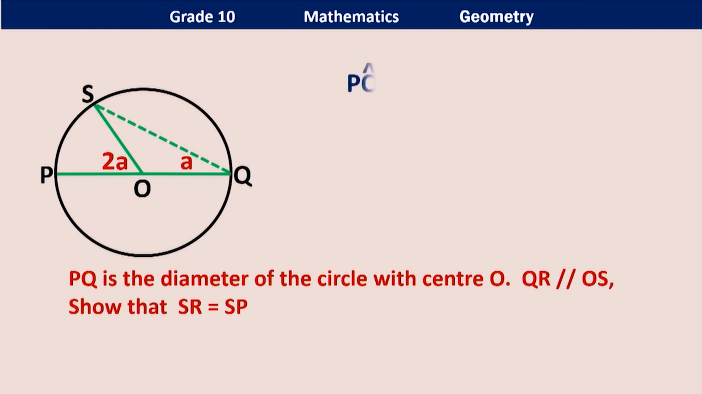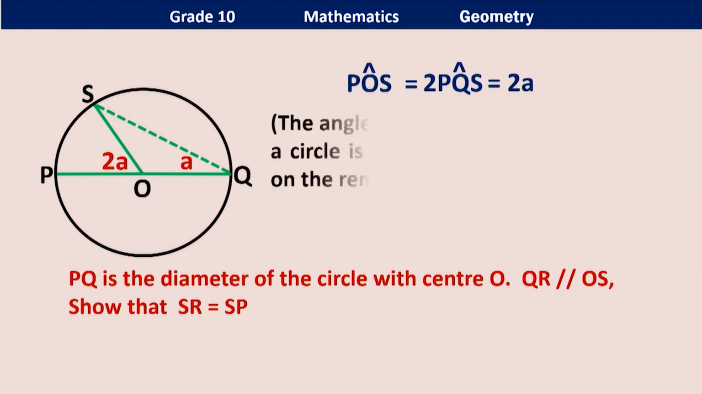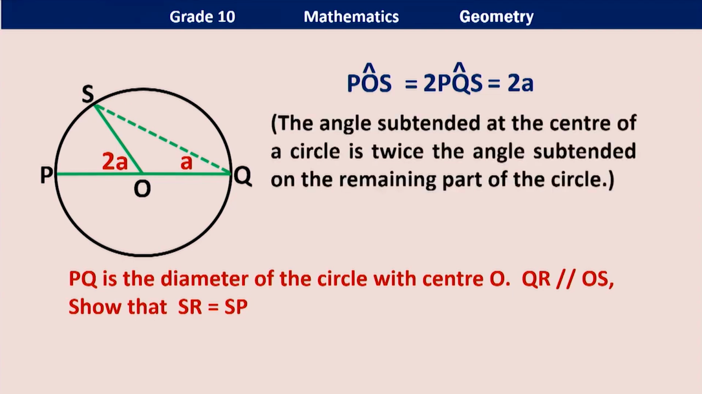So, we will write it in our proof. Angle POS is equal to twice angle PQS, that is equal to 2A. Then we can write the reason. The angle subtended at the center of a circle is twice the angle subtended on the remaining part of the circle.